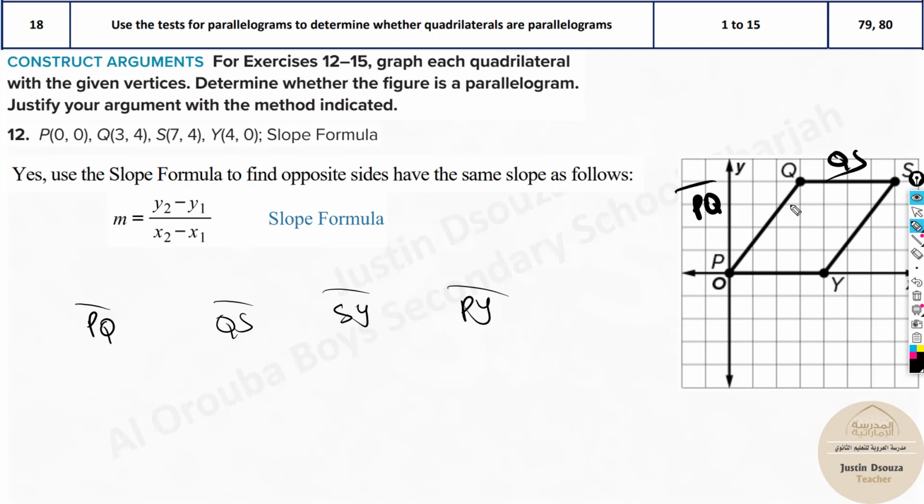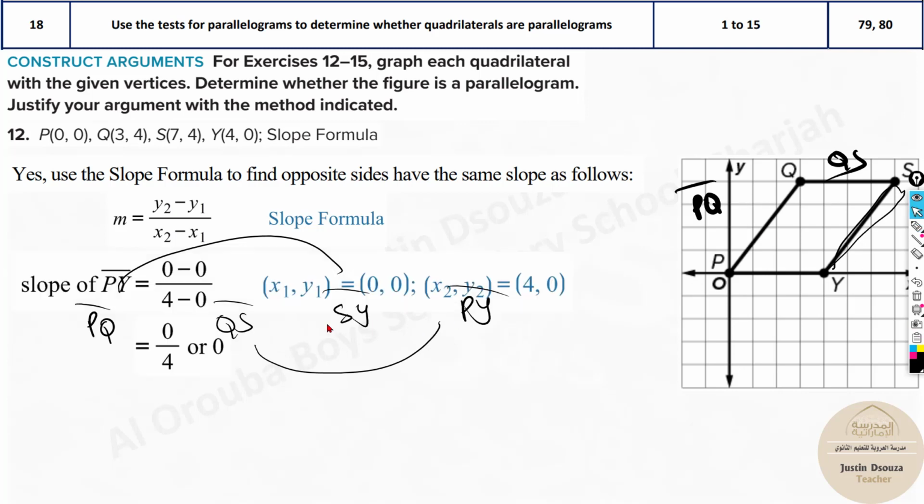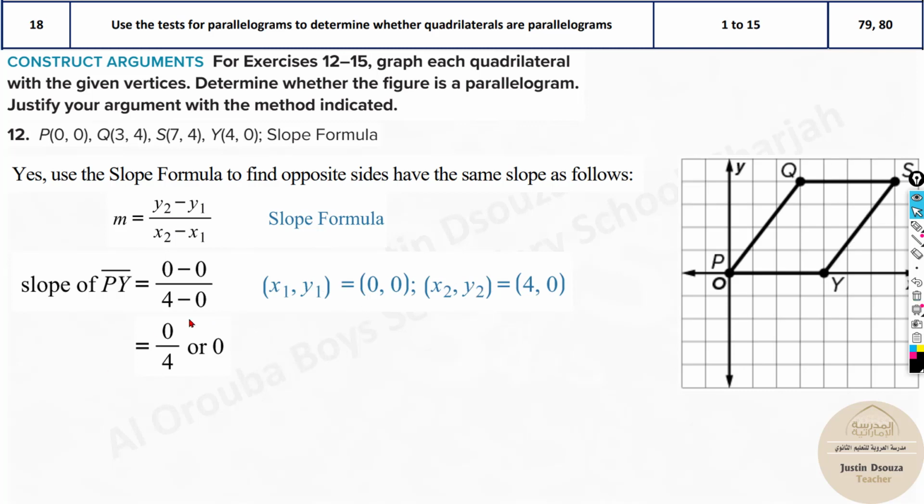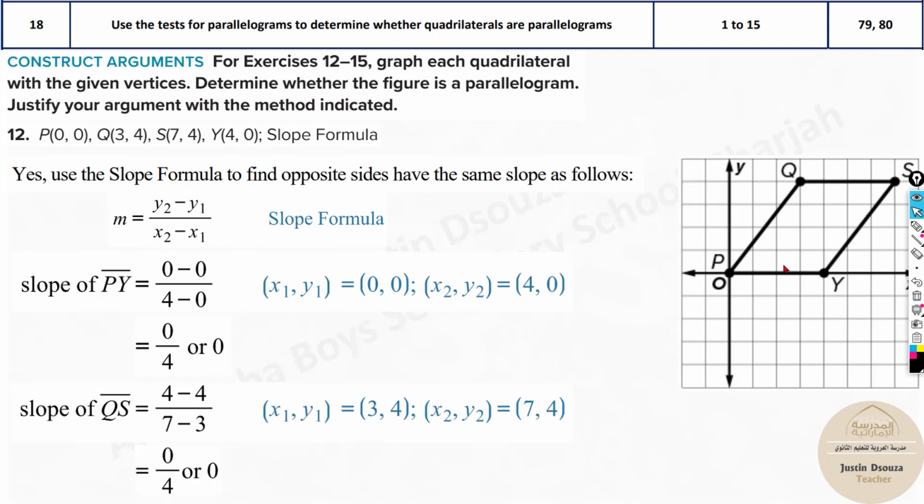If you did this diagram, then you know PQ and YS must match, or SY. So I should just match these both and then these both, because they are opposite sides. Over here, you just do direct substitution. You'll get the answer 0. And these two lines are having slope 0 and 0. Yes, QS and PY, fine.